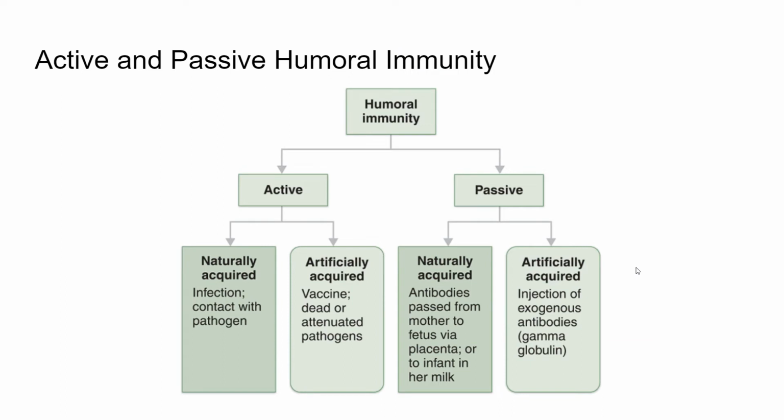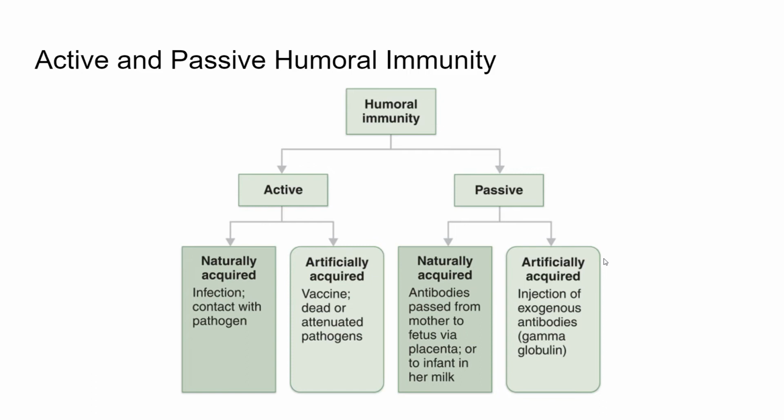All right, and so looking at the two different kinds of humoral immunity that are available to us, there's active and passive. So go back to English class and think of active and passive verbs. Your English teacher is like, an active verb is something you do, a passive verb is something that is done to you. And so when you think of humoral immunity, it's the exact same thing. Active immunity is immunity that you are creating yourself.